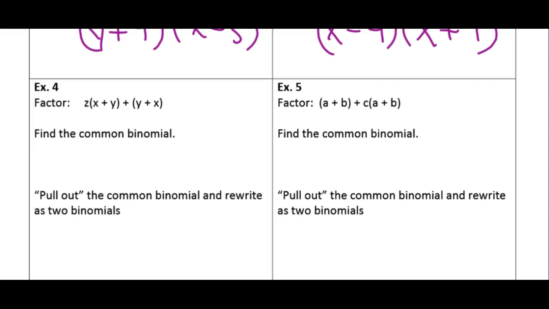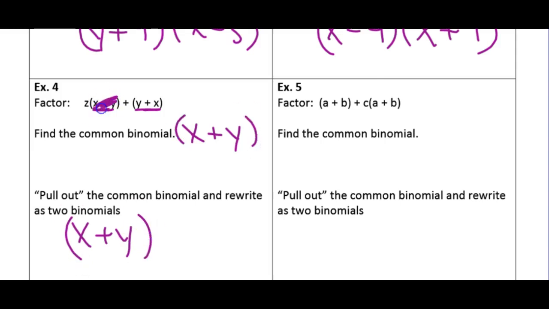Looking at number 4, there's my common binomial, x plus y. So that's going to go out front because that's what I'm removing. And then what is left behind when I remove it? Well, when I remove there, what do I have? Z. Now here's the tricky one. A lot of us mess up on that second one. Because you say when you remove it, there's nothing. But that's not true. If I'm dividing by x plus y here, because that's what I'm really doing when I'm removing it, what is x plus y divided by x plus y?